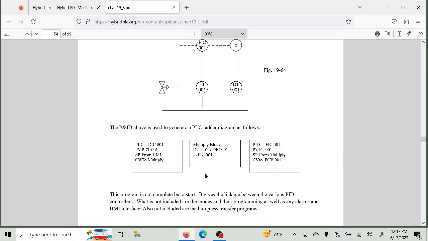But the idea of the beginnings of this would be, take the P&ID, the first thing I would do would be to put these three together. And after that, all you've got to do is figure out all your other mode switching and your HMI and your alarms and all that kind of stuff, which are not implied here, but at least you've got a starting point to get the thing to run.